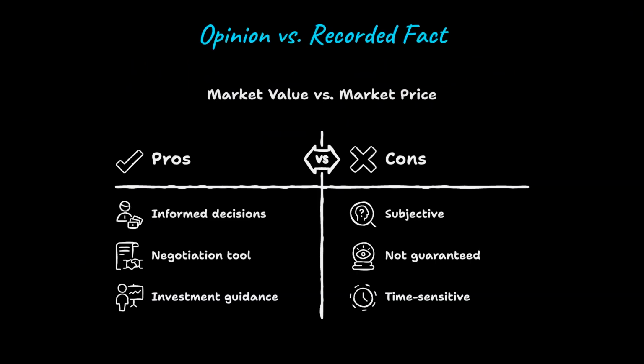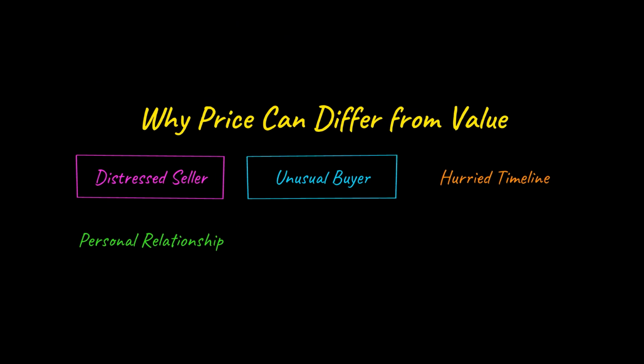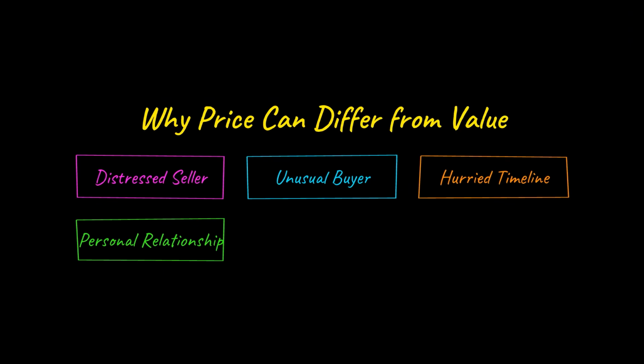An appraiser develops market value through analysis, reviewing comparable sales, income, or cost data to estimate what a property ought to bring. Market price, on the other hand, requires no analysis at all. It is simply the dollar amount that changed hands when the deal closed. A sale can close above or below market value because of non-typical conditions, a distressed seller, an unusual buyer, a hurried timeline, or a personal relationship between the parties. That is why the recorded price from one particular deal may not reflect normal market behavior.